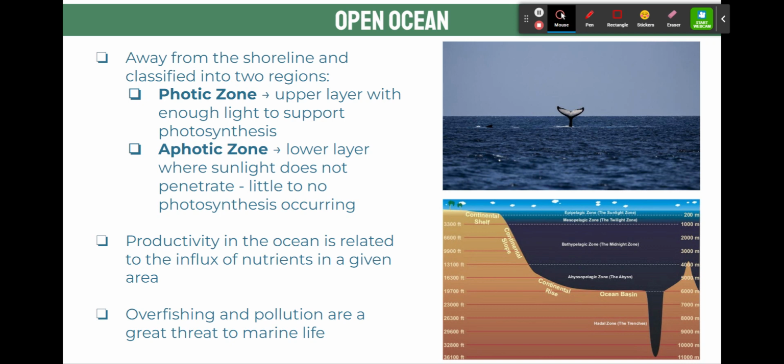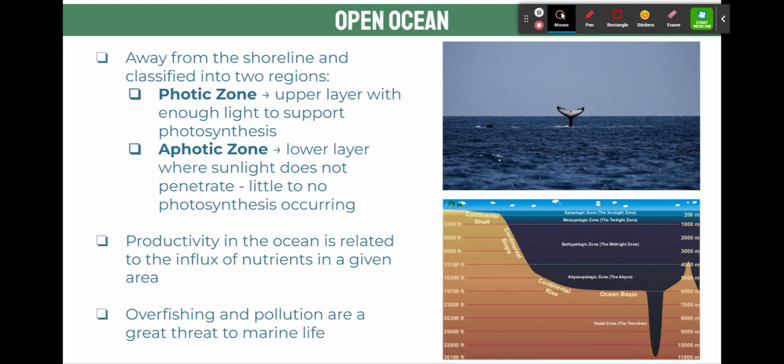The open ocean is one of the least productive biomes. It just depends on where you are in terms of depth, and it's classified into two main parts. The photic zone is the upper layer with enough light to support photosynthesis, and the aphotic zone is the lower layer where sunlight does not penetrate. So photic means light, or sunlight. Aphotic literally means without life, or without sunlight. Whenever you see the prefix A in front of a word, it means without.